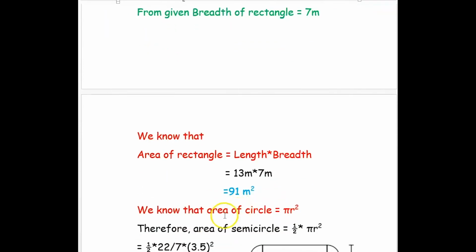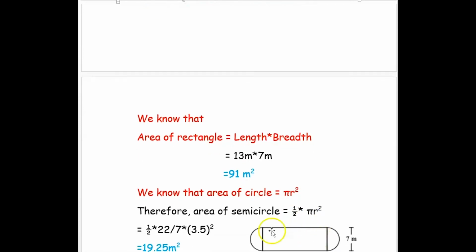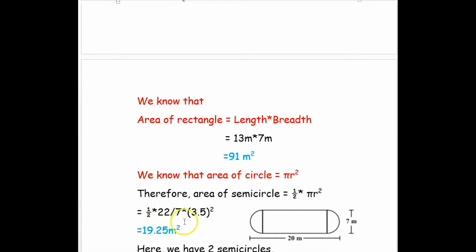Now we know that area of a circle is pi r square, and area of a semicircle is half of that full circle, so it is half pi r square. We are substituting the value. We know the radius is 3.5 meter. So substituting, half into 22 divided by 7 into 3.5 square. If you solve all this, you will get the value as 19.25 meter square.